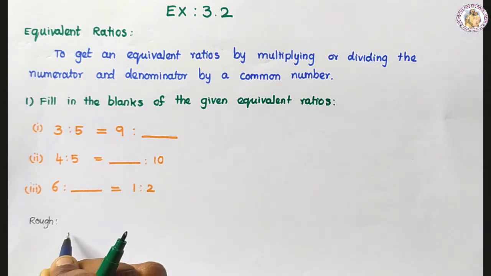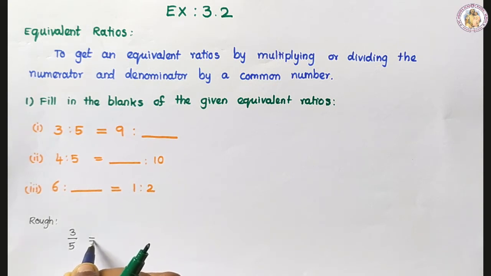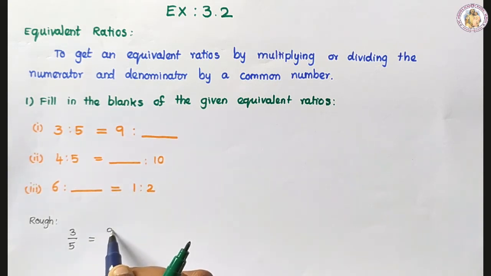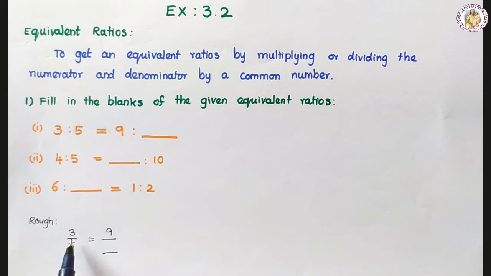3:5. How will you write in fraction? 3 by 5 equal to 9 by dash. Listen, what number do we have to multiply with 3? We get 9. That is 3. 3 3s are 9. The same number is multiplied by the denominator also. That is 15. So 15 is the answer.